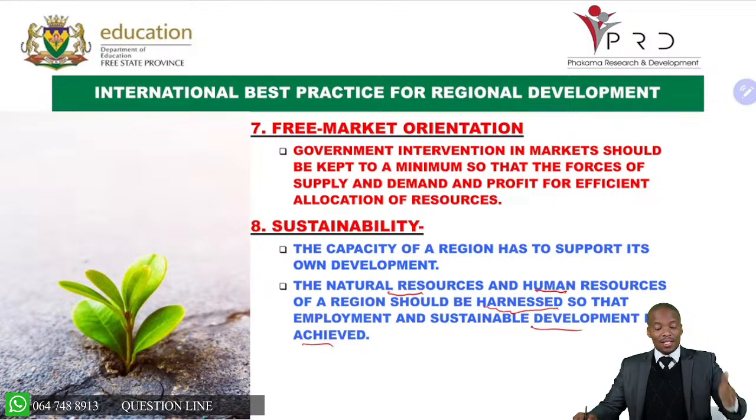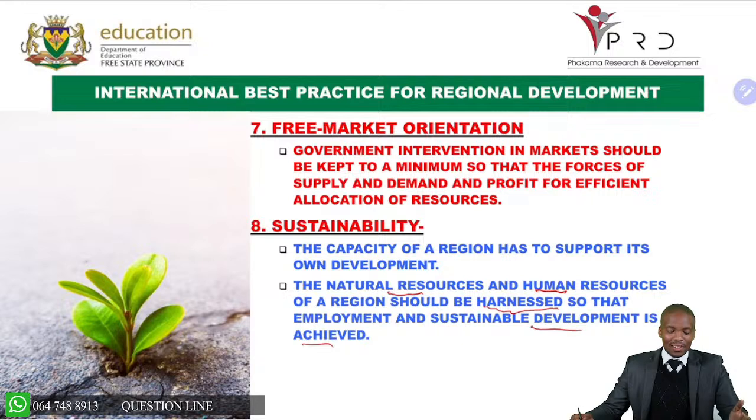So these are the best international practices for regional development. Can you list them? Number one, we said it's good governance. Number two, we mentioned integration. Number three, we mentioned the issue of partnership. Number four, we talked about resource provisioning or provisioning of resources. Number five, we talked the issue of competitiveness. And then we also talked about the issue of free market orientation.